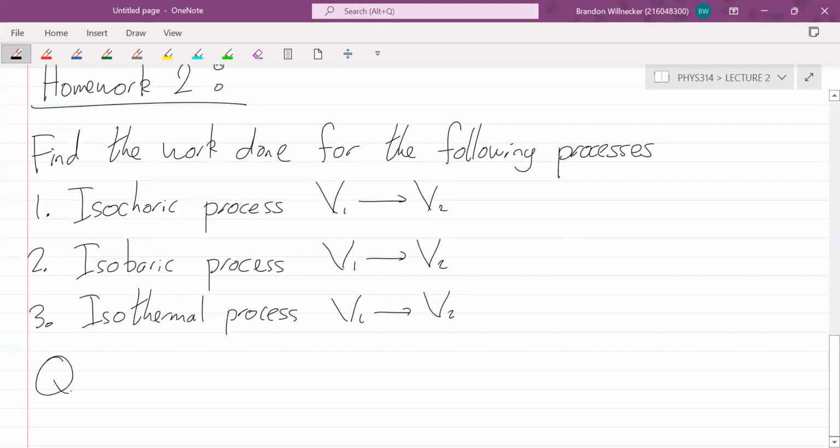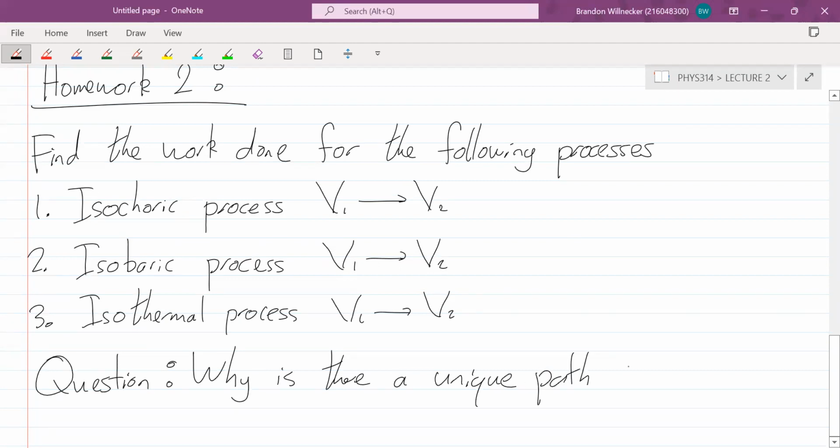And just a question to ask yourself while you're going through this: why is there a unique path in all 3 cases? Just something to think about while you're going through those questions. Because I didn't specify the path, but I told you what kind of process it is, so that tells us why it should be a unique path. So that is homework number 2.